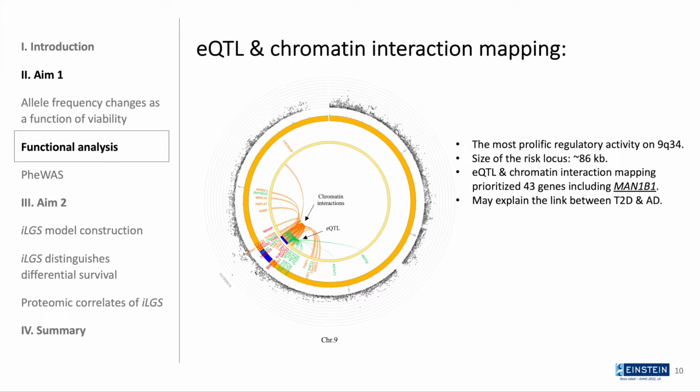Here in this circos plot, the blue segment shows the physical position of the risk locus in the chromosome. Genes prioritized based on eQTL mapping are colored green, and genes prioritized based on chromatin interactions are shown in orange. One of the interesting genes prioritized in this locus was mannosidase, which may explain the link between type 2 diabetes and Alzheimer's disease.